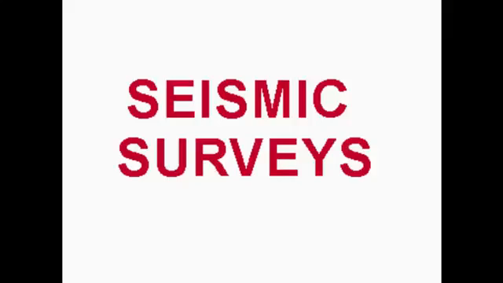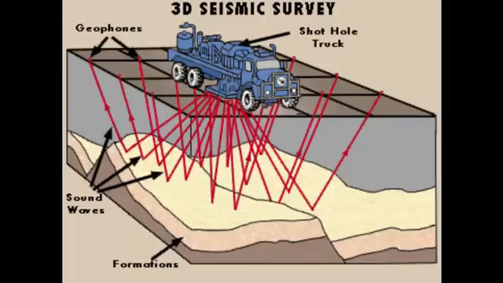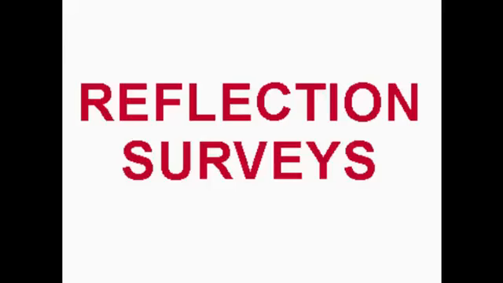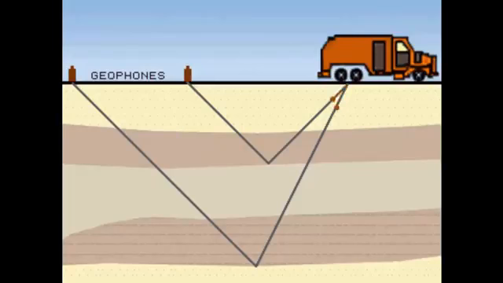The two most commonly used seismic techniques are the reflection and refraction surveys. Both of these techniques use the principle of travel time of sound waves through a formation. In reflection surveys, a small charge is exploded in a shallow well called the shot hole.